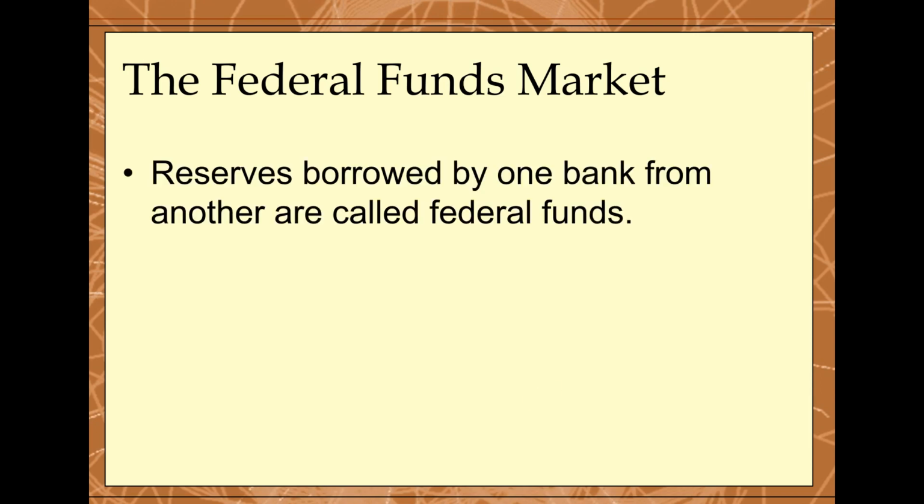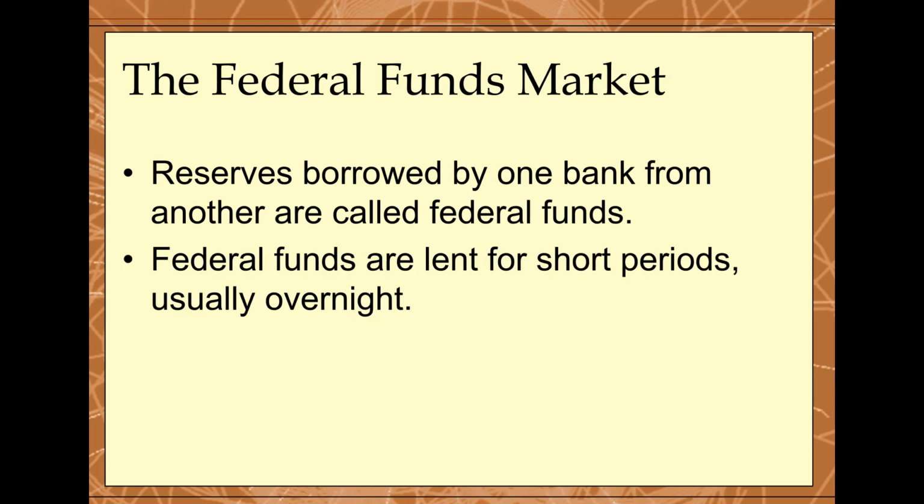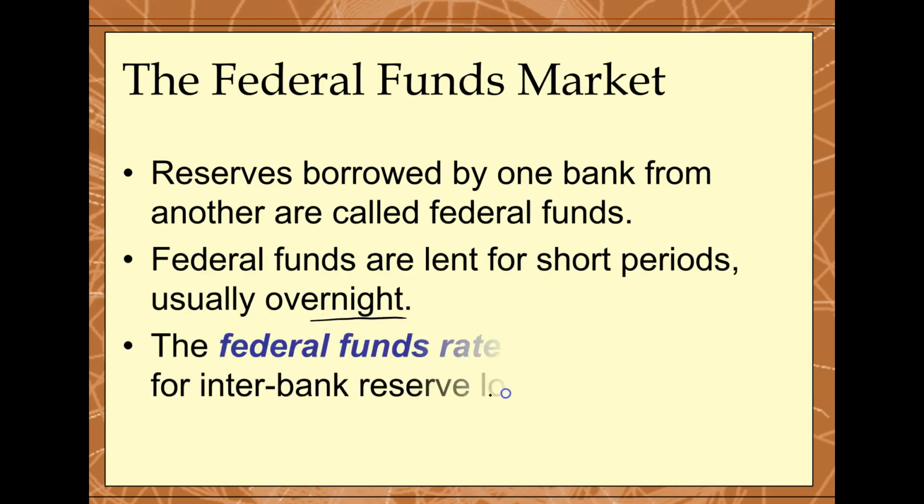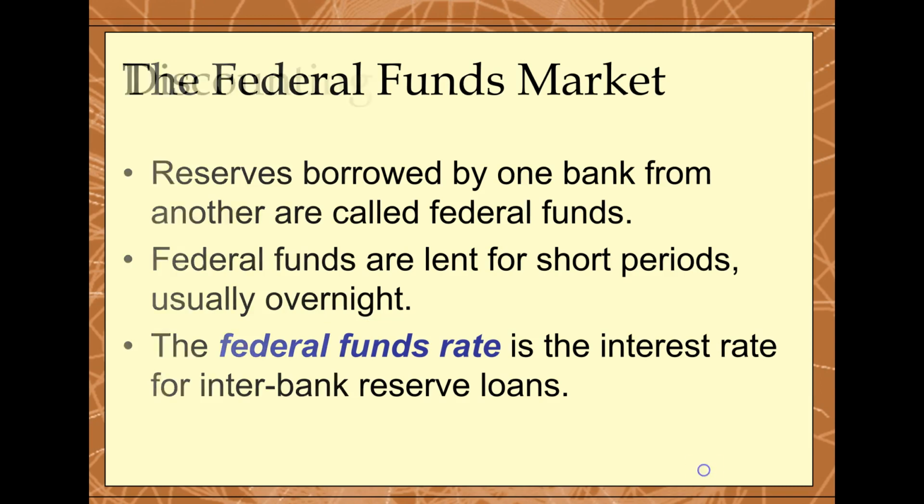So reserves borrowed by one bank from another are called federal funds. Federal funds are lent for short periods of time, usually overnight. And the federal funds rate is simply the interest rate banks charge one another for that borrowing.